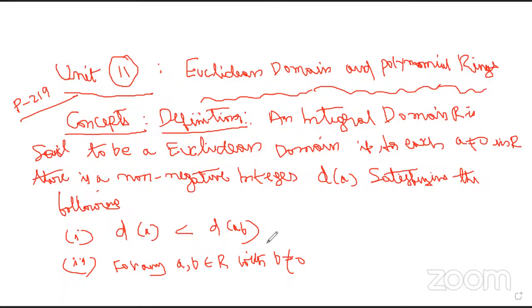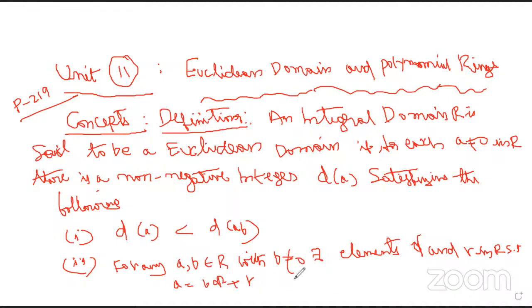There exist elements Q and R in R such that A equals BQ plus R. This is nothing but the basic formula, the basic division algorithm.